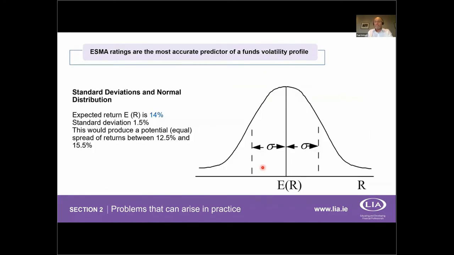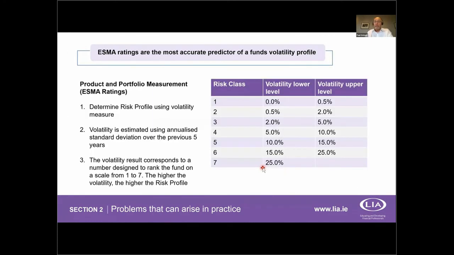So what I want to say is the importance of it from the point of view of this morning is just to say to you that standard deviation as a measure of volatility is what is used by ESMA to frame the ESMA ratings, that scale that is 1 to 7.